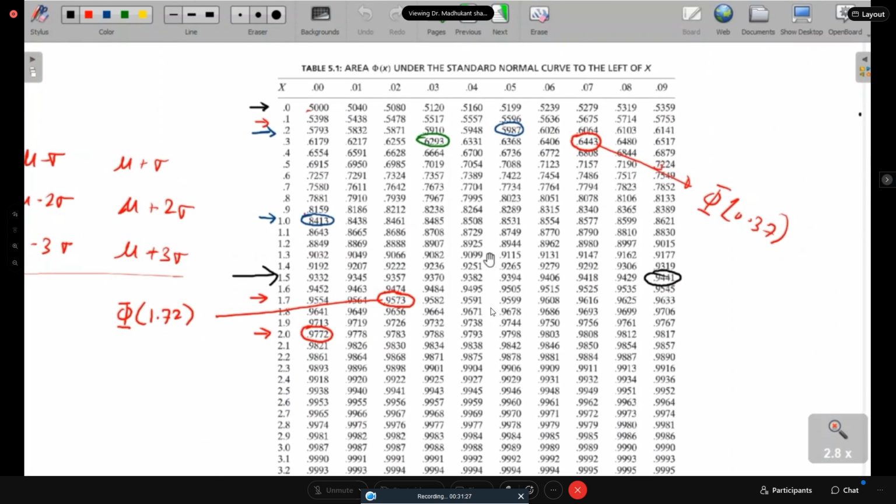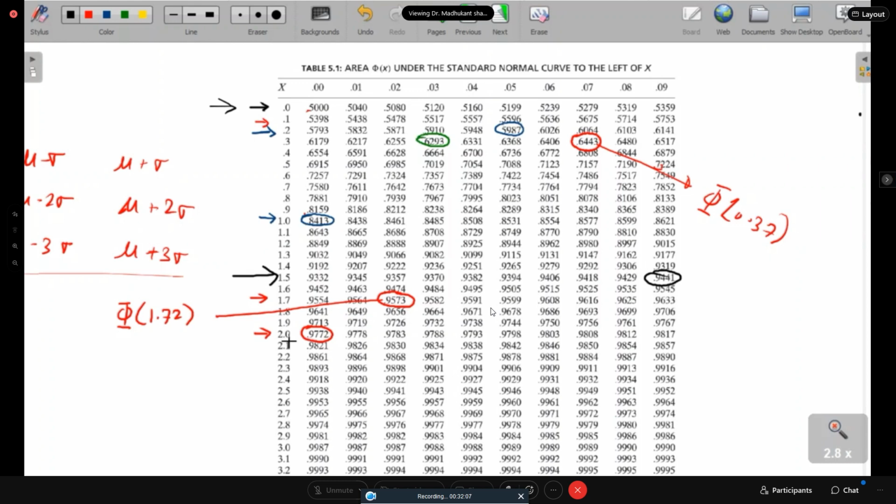Okay, now this is phi of x under the standard normal curve to the left of x. Now if you see, you have to watch the column and row. This is the column where you have the values of x: 0, 0.1, 0.2, 0.3, 0.4, 0.5, and so on. You will see till 3 point something, till 4, I think. Here in the row is 0.00, 0.01, 0.02, and so on till 0.09. Now you can see I've made out the circles.